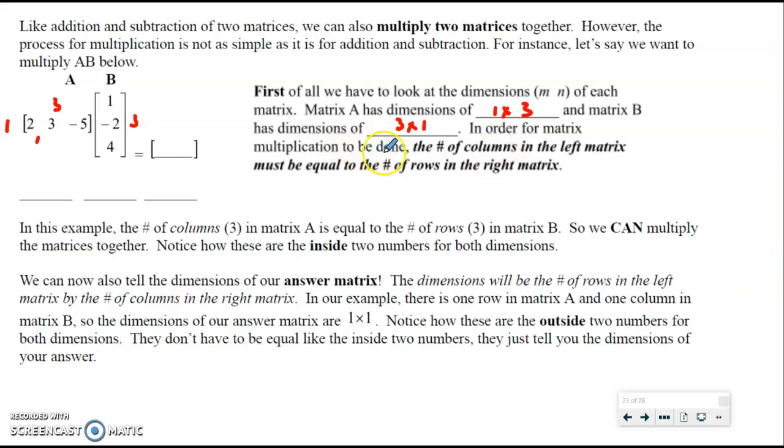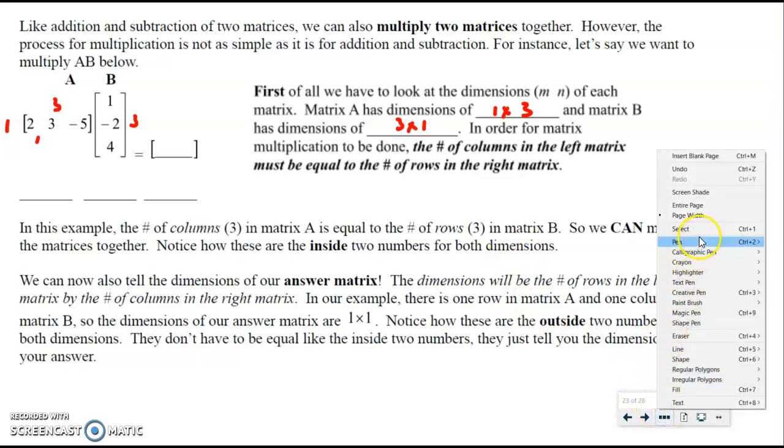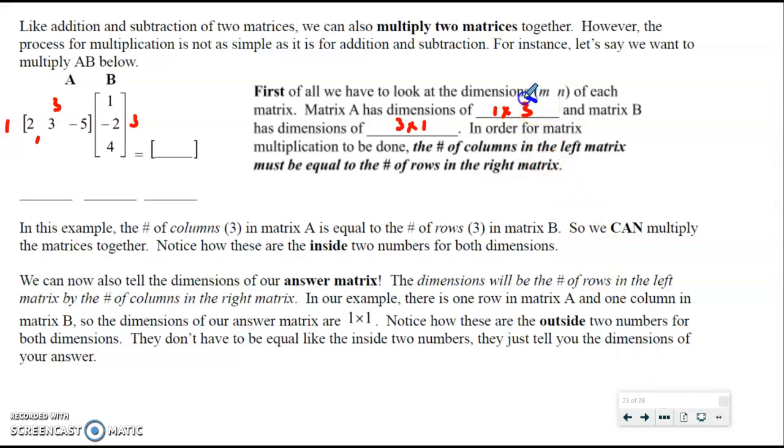Now, in order for matrices to be multiplied, the columns of the left matrix have to be the same as the rows in the right one. If I look at the columns in matrix A and the rows in matrix B, they are exactly the same, so I can multiply these together. In this example, the number of columns in matrix A is equal to the number of rows, 3, in matrix B, so we can multiply it.